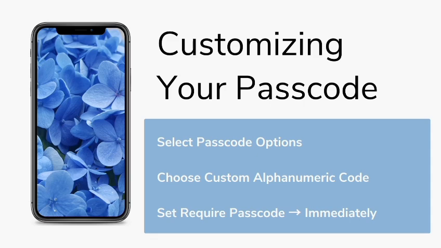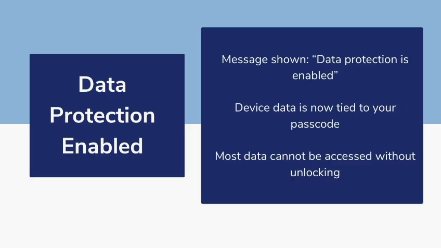Once your passcode is set, scroll to the bottom of the passcode settings page. You should see a message that says Data protection is enabled. This means your device's encryption is now tied to your passcode.